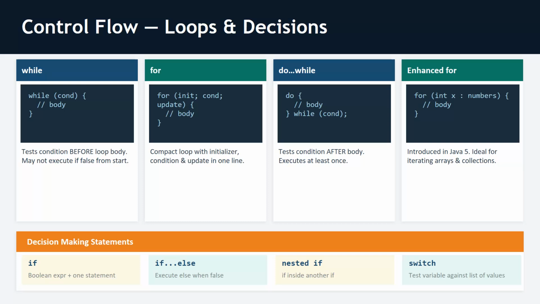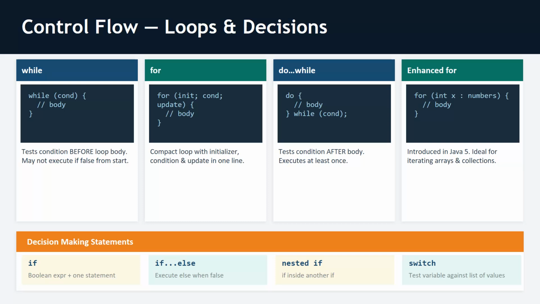So, nested if, we are saying that it is used if inside another if. It can be used inside another if. So if you have the first if, which was answering the Boolean expression plus one statement, now you can have more ifs inside another if. That is what we'll call nested, like a continuation of that.